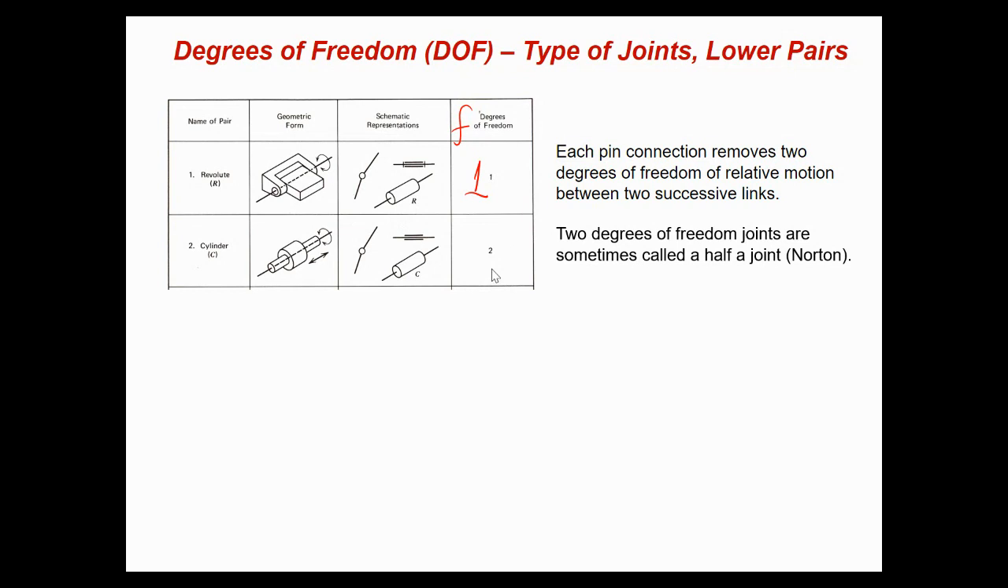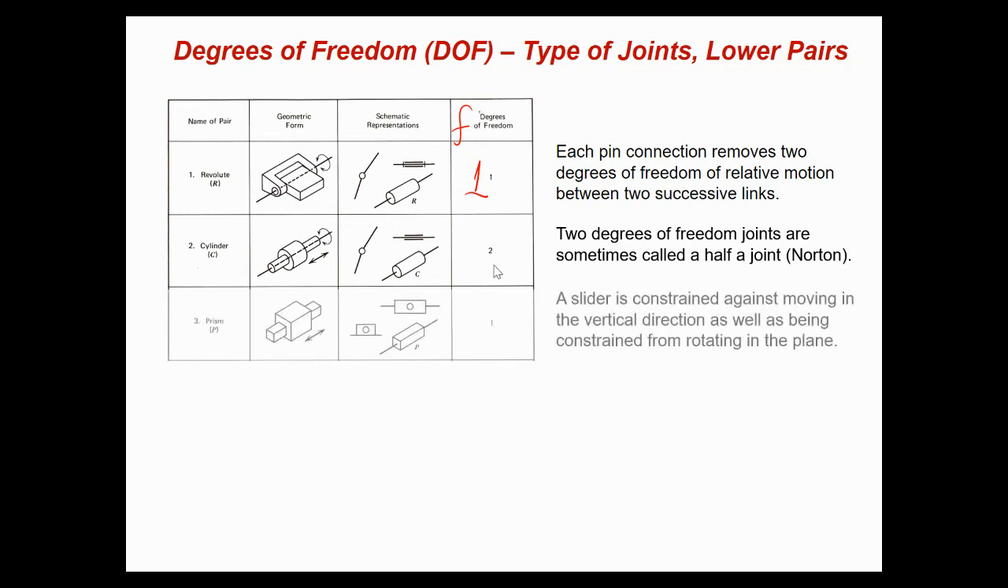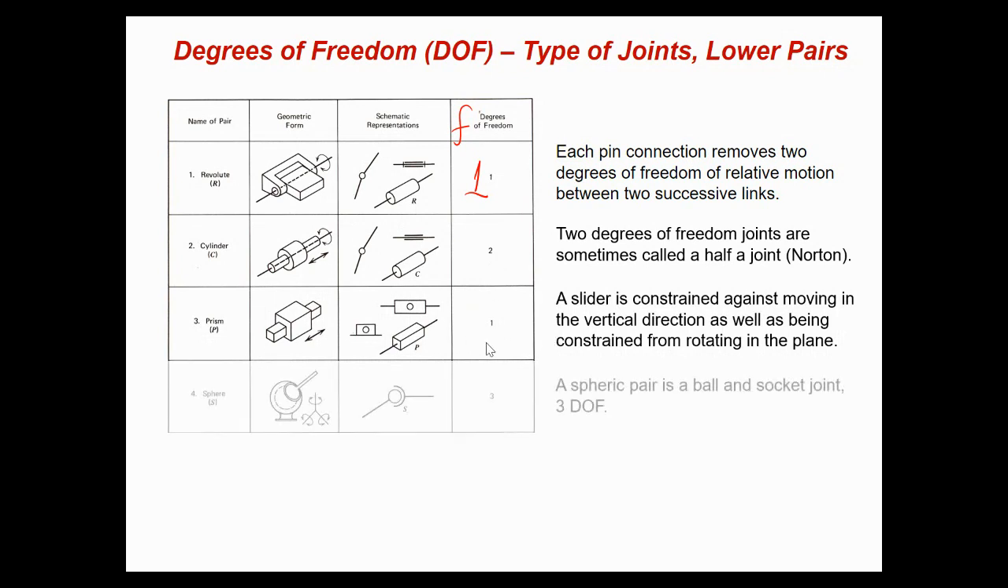So this is a cylindrical joint. C has 2 degrees of freedom. Prismatic joint has 1 degree of freedom, as I have said. This is spherical. This is a 3-dimensional joint. A spherical joint allows 3 rotations to the joint to which it is connected.